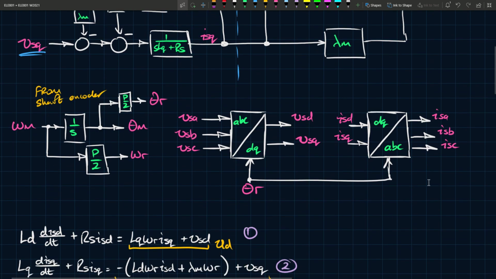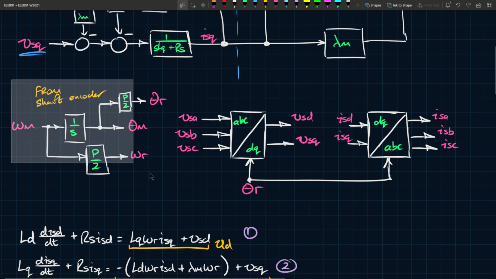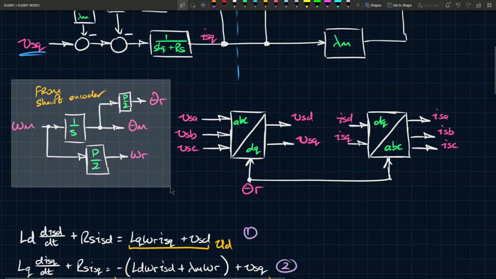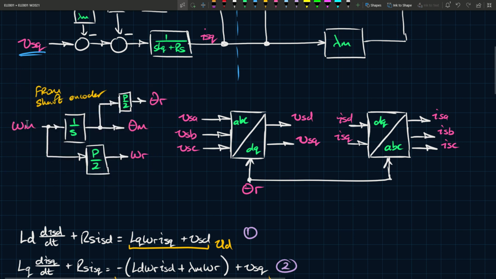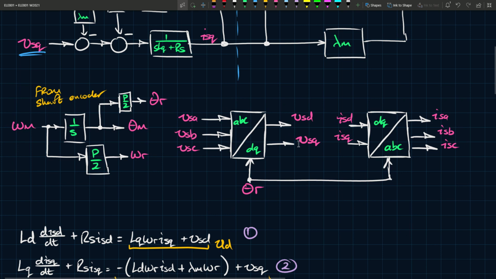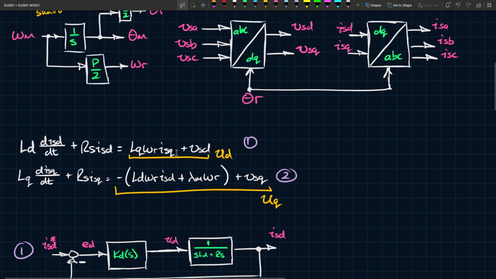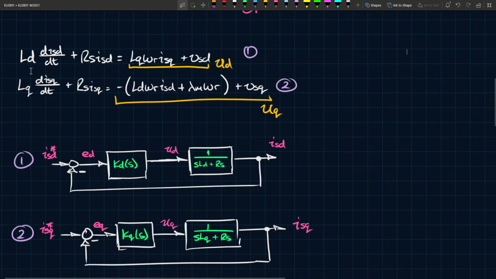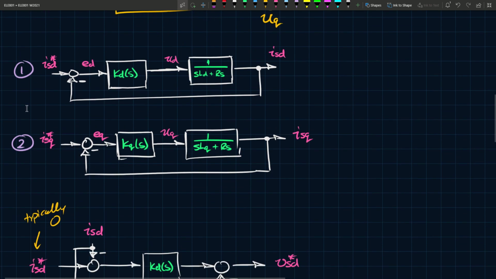Then we have these auxiliary extensions, and these will help us. This is how you can get your angle theta r and theta m based on omega m. You can apply dq to ABC or ABC to dq. Like I said at the bottom, I flipped these, but it makes no difference if you change this to VSD, VSQ, and change this to ISA, ISB, ISC. In any case, you can take these equations, simplify them a bit, and get these generic conceptual control loops. In theory, the control loop looks something like this.